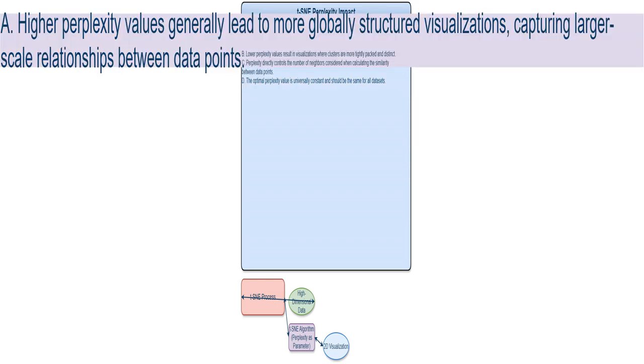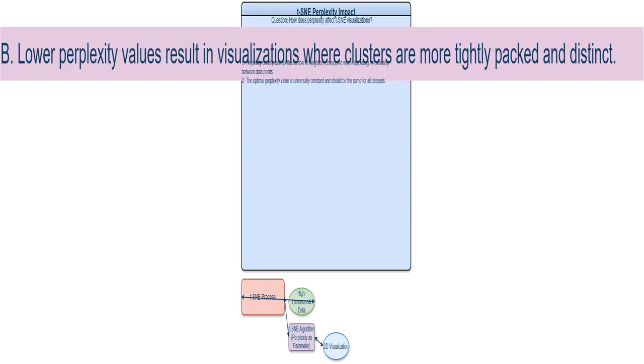Lower perplexity means I'm looking at smaller, localized neighborhoods of data points. This usually results in tighter clusters. However, whether these clusters are distinctly separate depends on the data itself. Sometimes clusters are close. Perplexity directly affects how many neighboring data points I'm considering. It doesn't control the exact number, but it influences the approximate range.